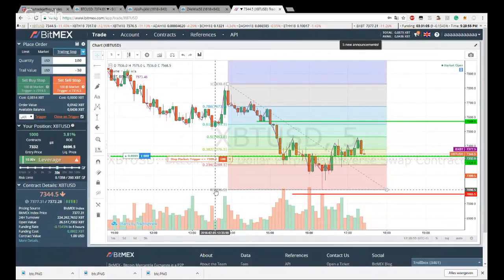See, the price is going up, so the stop just went up as well. It's up even more. And now the price goes down, and you can see the stop is staying in its position. It's not moving. It's probably gonna get hit now. There we go. Just a small second.